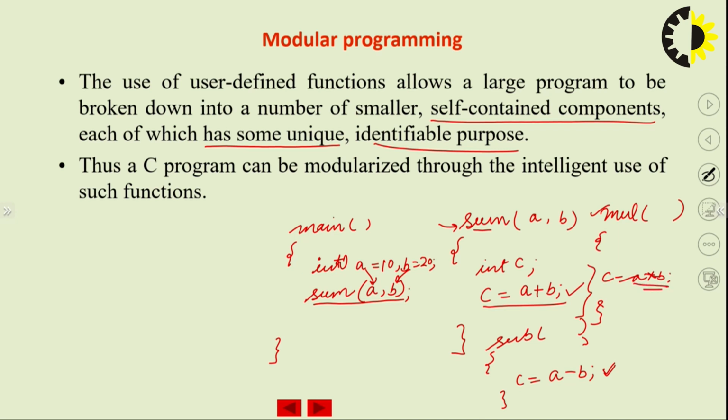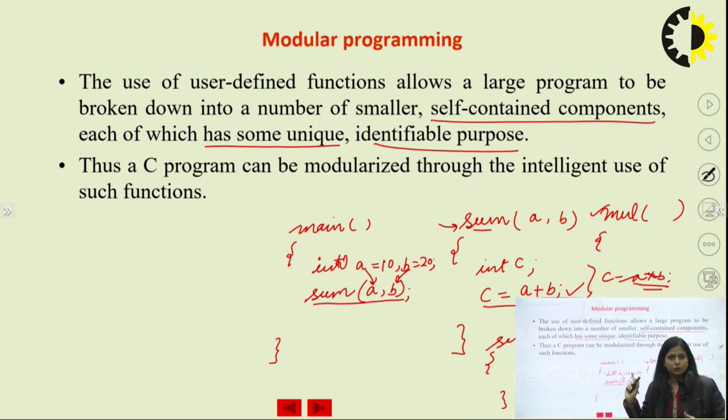So whatever number of functions we have in our program, they should be self-contained components that need to be unique and should solve an identifiable purpose. Thus, a C program can be modularized through the intelligent use of such functions.